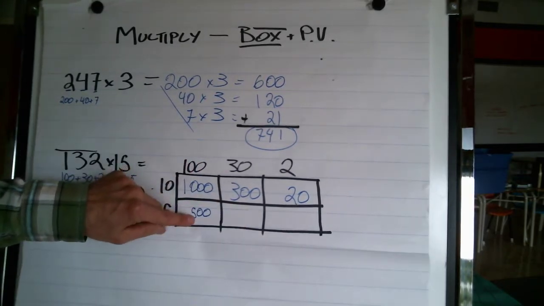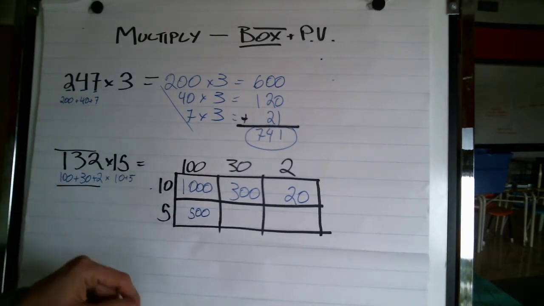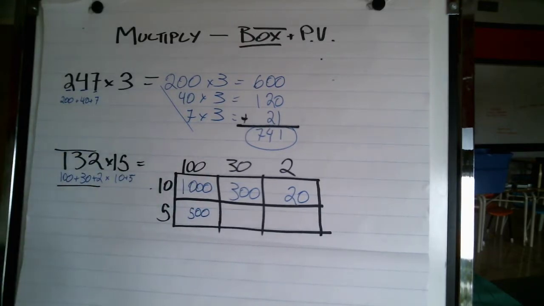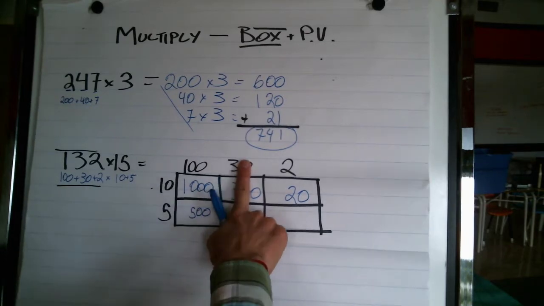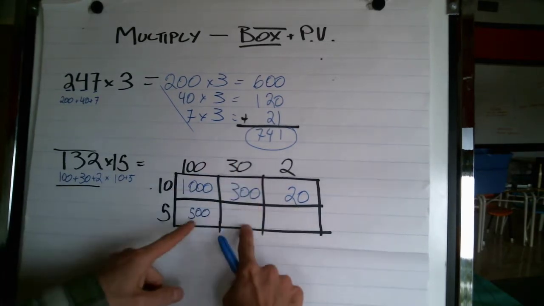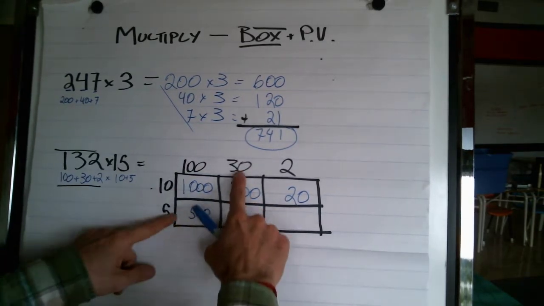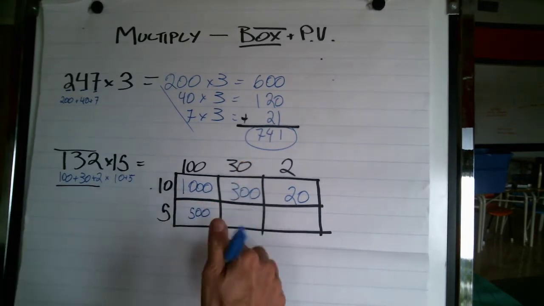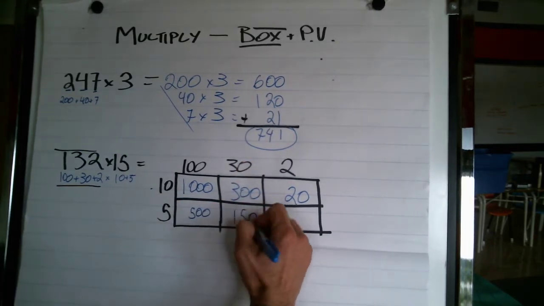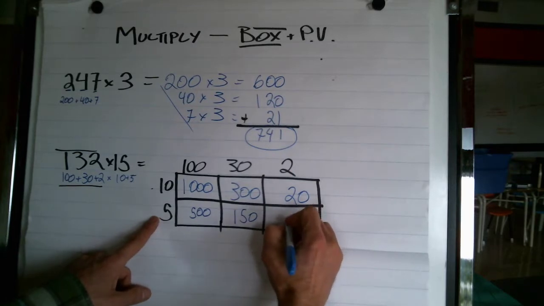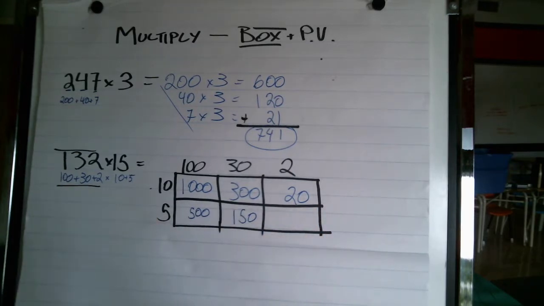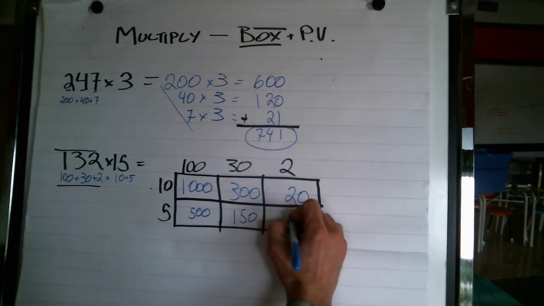Notice how it's all lined up. Hundreds. Be really specific about that. It will really help you out. 3 times 5, see how they meet? 3 times 5 is 15 with 1 zero, 150. And 2 times 5 is going to be 10.